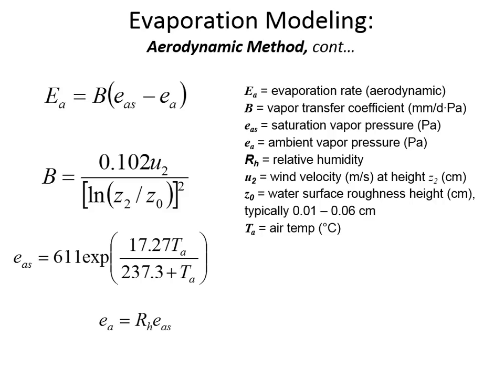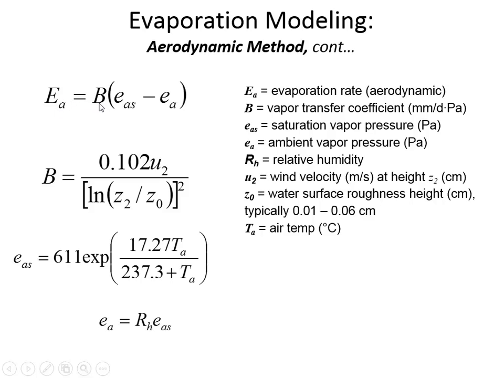Here are the equations that are associated with the aerodynamic method. Some of the things that we're going to be concerning ourselves with are the saturation vapor pressure versus the ambient vapor pressure. These are both measurements of how much moisture could be in the air versus is in the air at a certain condition. And the vapor transfer coefficient is a constant that relates the difference between essentially humidity and how much moisture could be in the air, so that you can estimate the evaporation rate.